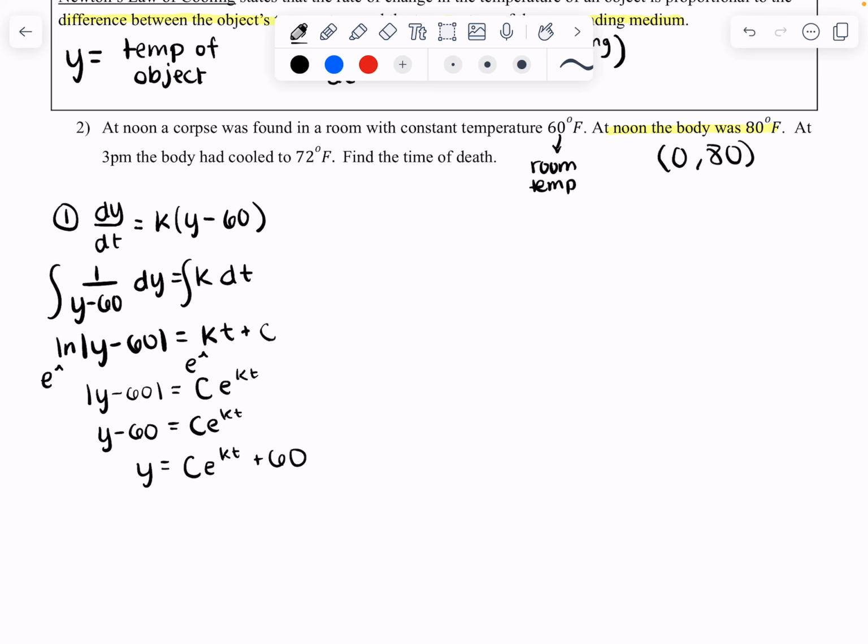And then at 3 p.m., the body had cooled to 72 degrees Fahrenheit. You could do this in hours, like you could put 3 and then 72. But then if it's in hours, you're finding the time of death, you're going to have to convert it to a time. You're going to maybe convert it to minutes. So I'm going to set this up with minutes. So 3 hours later would be 180 minutes later. Okay, so not wrong to do it with hours, maybe a little easier to do it with minutes.